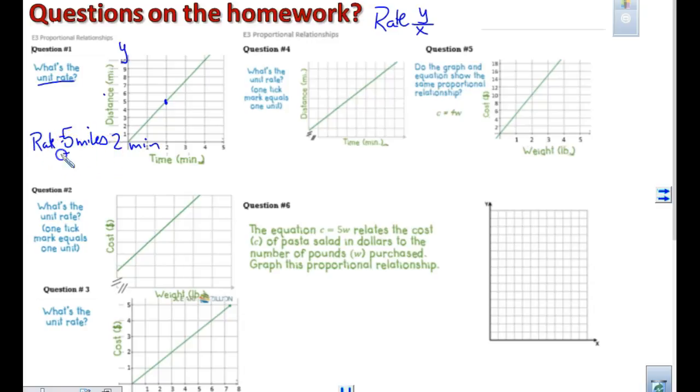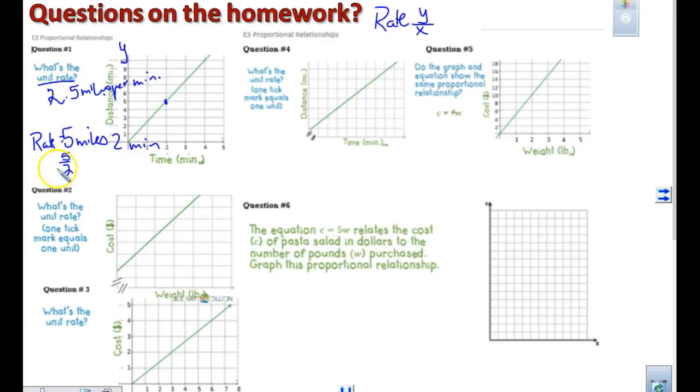We have to divide it. That means you're taking 5 and dividing it by 2, Robin, which leaves us with 2.5, right? 2.5, and we would say miles per minute. If you didn't have this down, please write it down now.